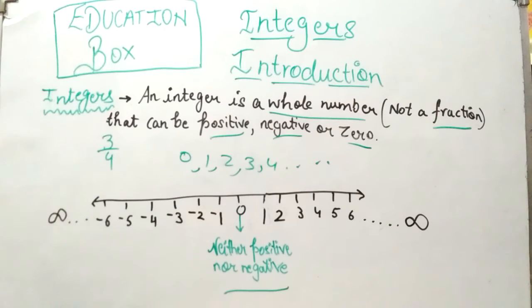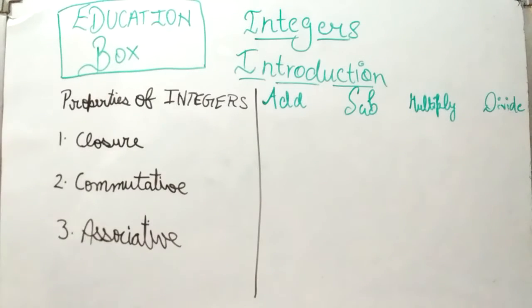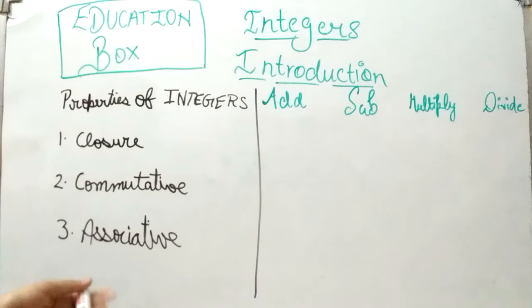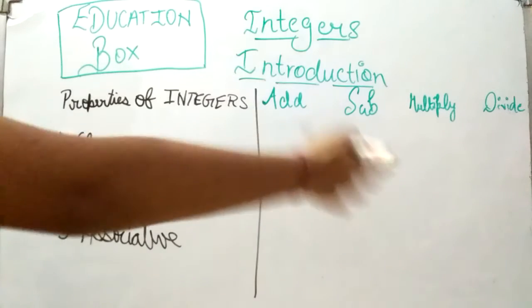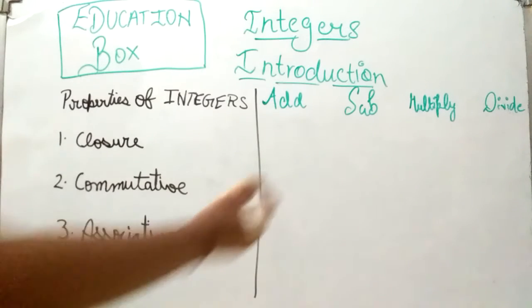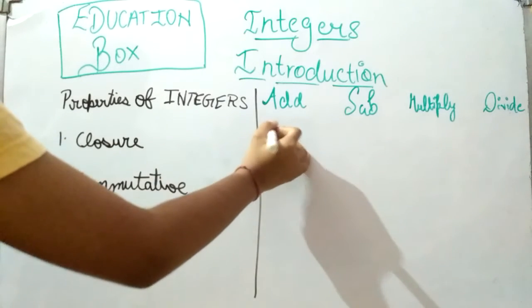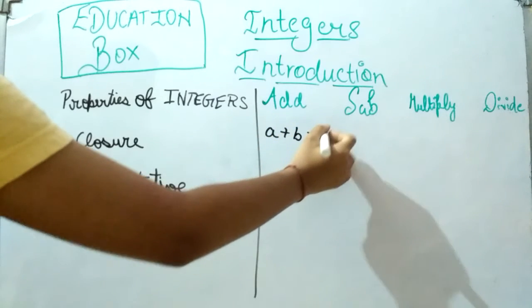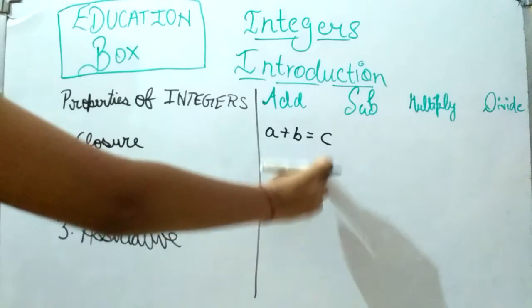So, now let's study the properties of integers. First property is closure property. Now let us understand what is closure property. Closure property means if we add, subtract, multiply or divide any number with another integer, then the answer will also be an integer. Like in addition, if we add one integer a with second integer b, then our answer is equal to c and it is also an integer.